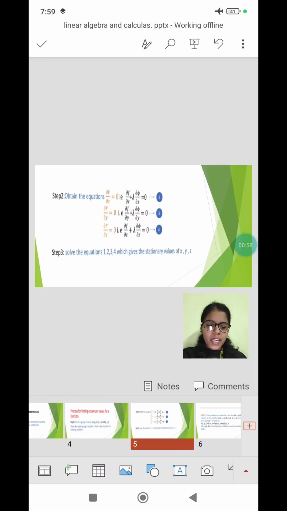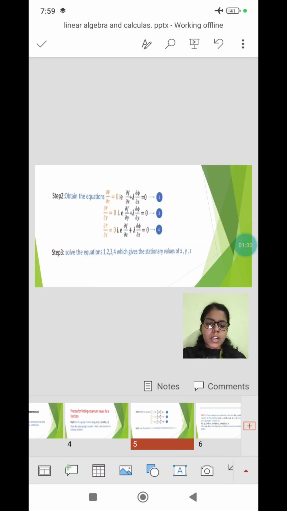Step 2. Obtain the equations dou f by dou x equals 0, that is dou f by dou x plus lambda into dou phi by dou x equals 0. This is equation 2. Dou f by dou y equals 0, that is dou f by dou y plus lambda into dou phi by dou y equals 0. This is equation 3. Dou f by dou z equals 0, that is dou f by dou z plus lambda into dou phi by dou z equals 0.